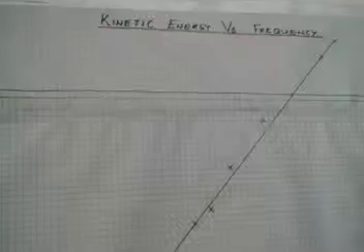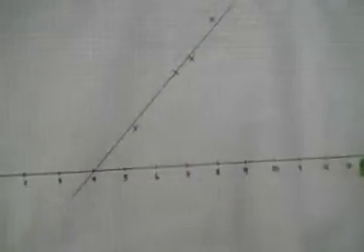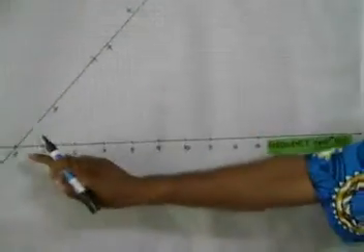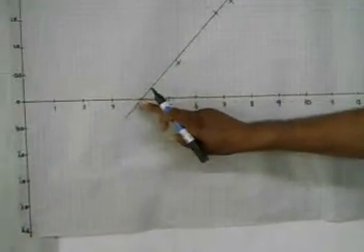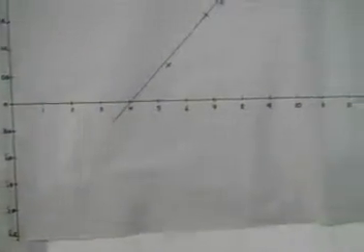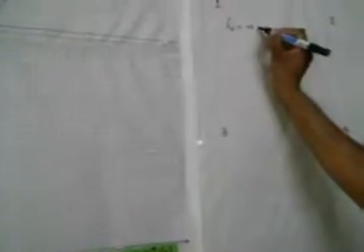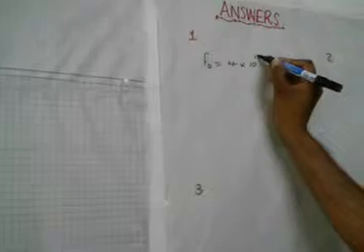The threshold frequency is the cutoff frequency required for an electron to get ejected from the metal surface. And as such, the threshold frequency is going to be the place where the line cuts the x-axis. And as such, the answer is going to be 4 times 10 to the power 14 hertz.